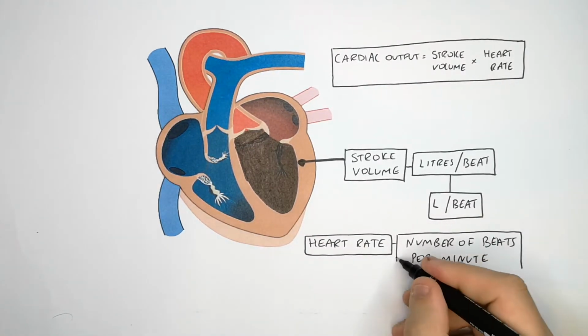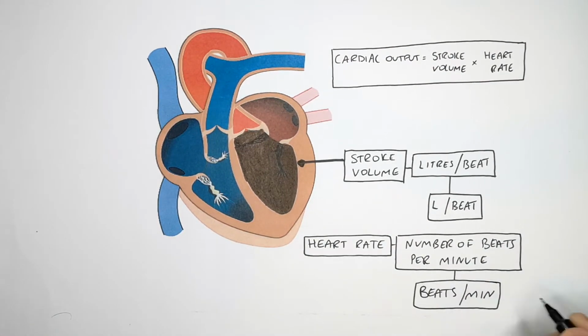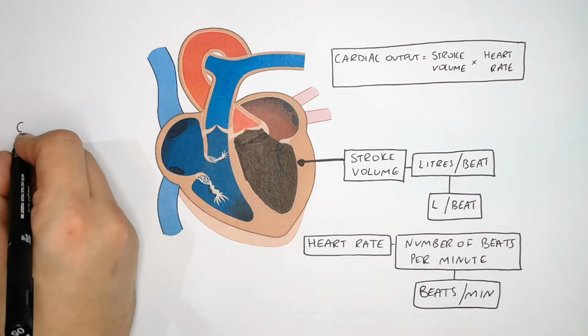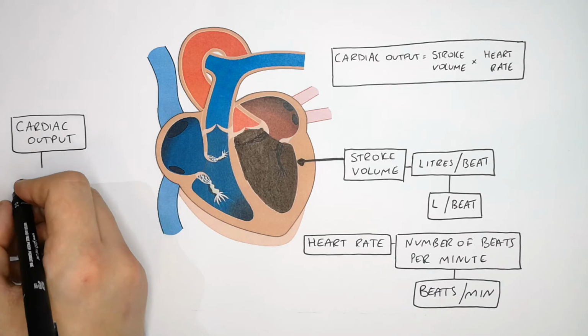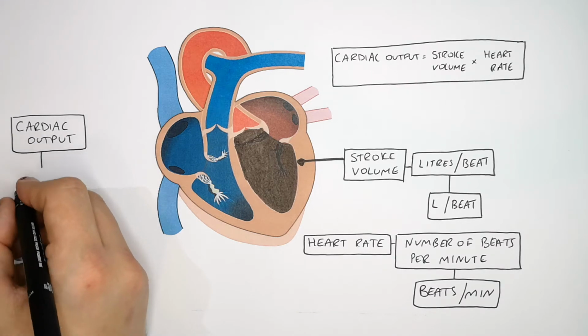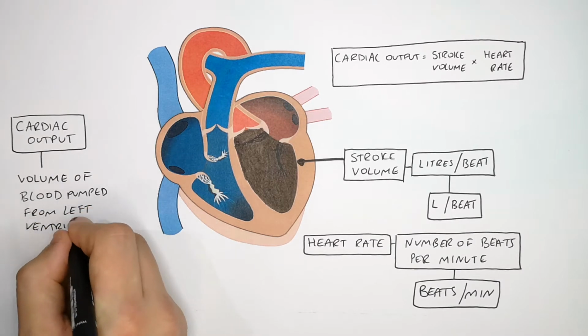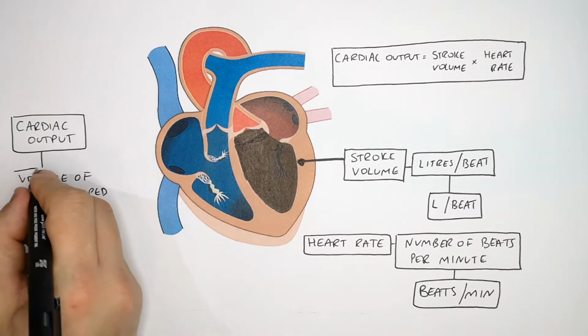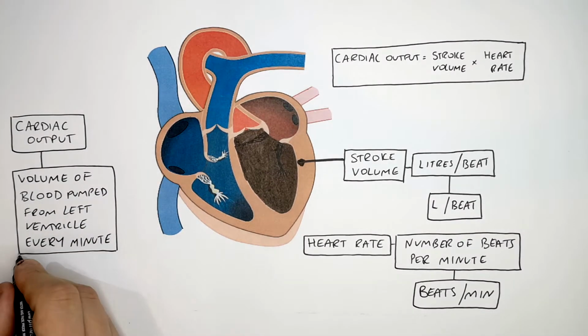So heart rate is simply the number of heartbeats per minute. That is your heart rate. So your cardiac output is if you multiply your stroke volume by your heart rate, that will give you your cardiac output. Your cardiac output is the volume of blood pumped from your left ventricle every minute. That is every minute, not every beat, because that would be stroke volume.